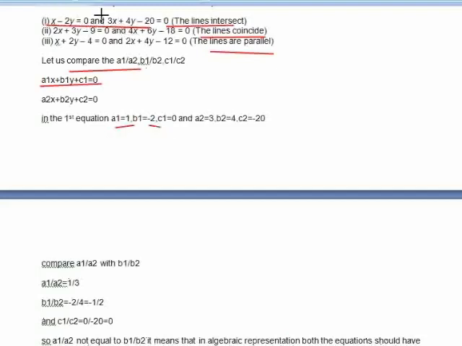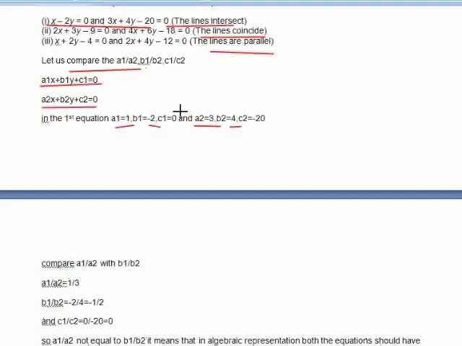Okay, and next compare this equation with a2x plus b2y plus c2 is equal to 0. So what will be the coefficient of x? That is 3. So the value of a2 is 3. What is the coefficient of y? That is 4. So the value of b2 will be 4, and the value of c2 here is minus 20.